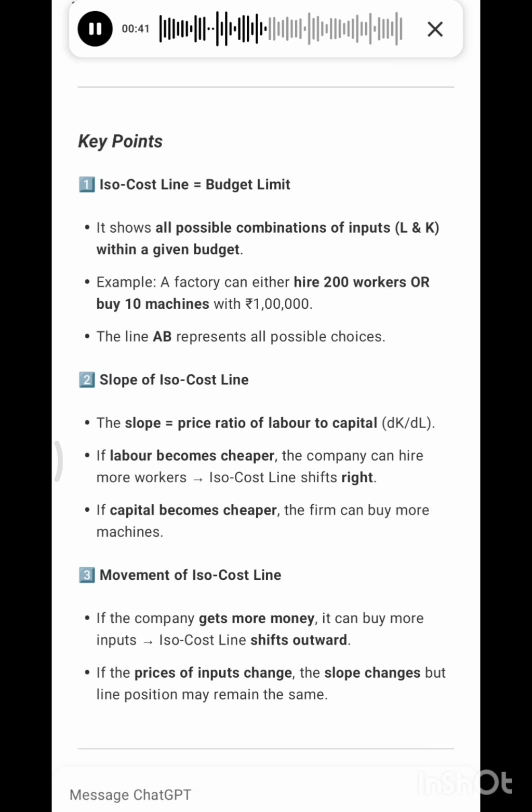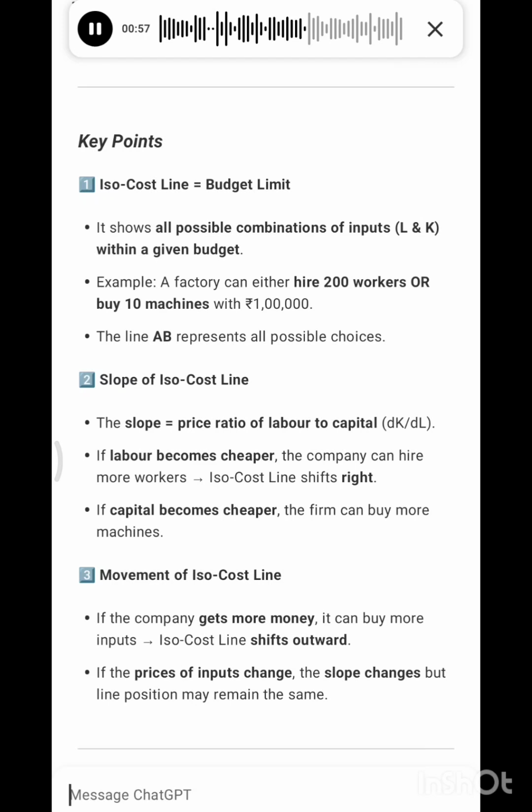2. Slope of iso-cost line. The slope equals the price ratio of labor to capital, dK/dL. If labor becomes cheaper, the company can hire more workers. Iso-cost line shifts right. If capital becomes cheaper, the firm can buy more machines.